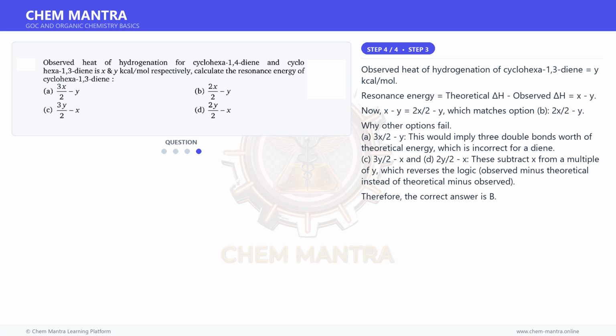Why other options fail? A. 3x minus 2y. This would imply 3 double bonds worth of theoretical energy, which is incorrect for a diene. C. 3y minus 2x and D. 2y minus 2x. These subtract x from a multiple of y, which reverses the logic: observed minus theoretical instead of theoretical minus observed.